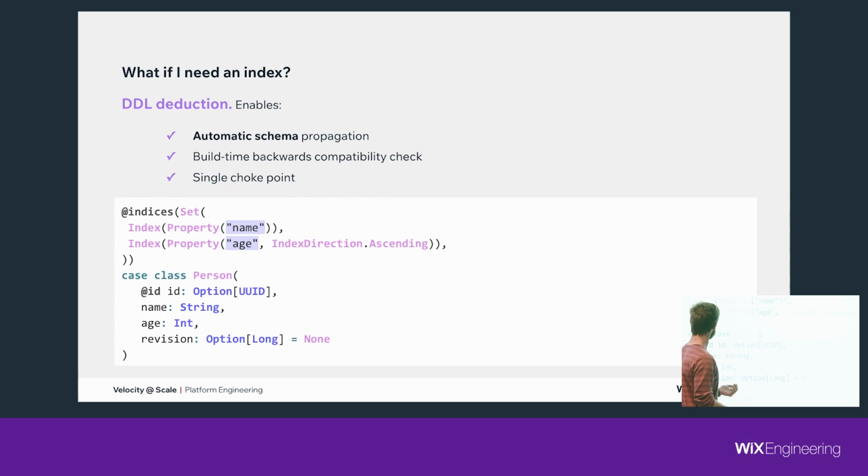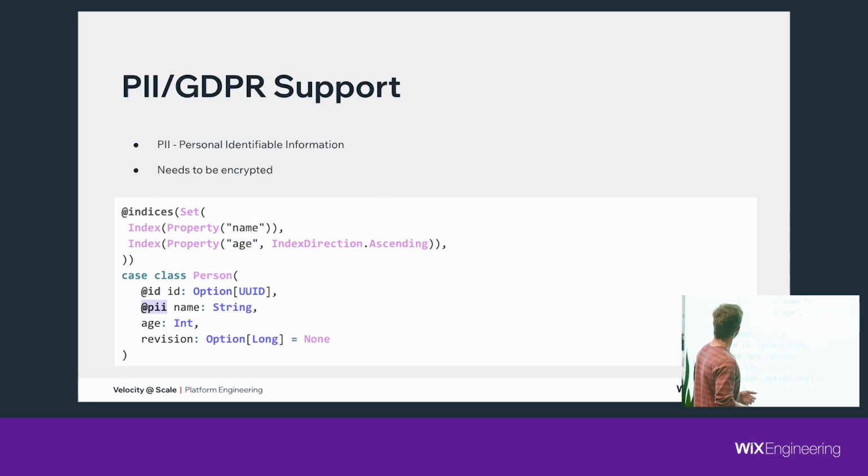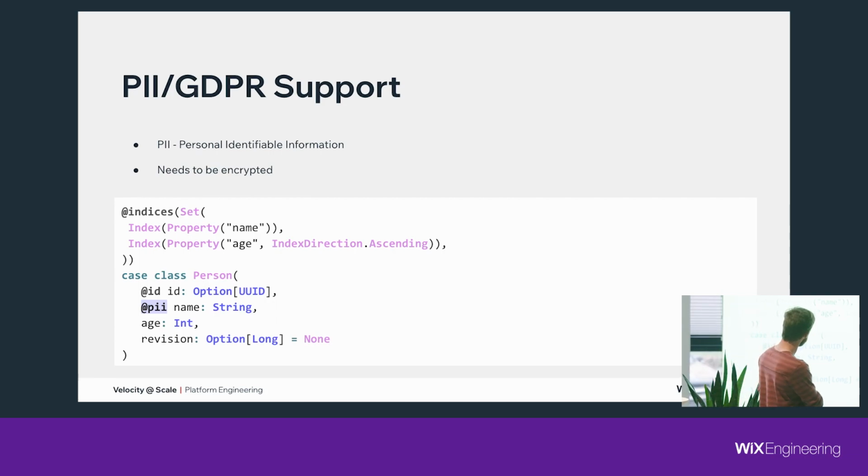And yeah, talking about PII and GDPR. Now, we are talking about a person class, right? And according to the legislation, the personal name of a person is PII information, right? So it should be encrypted. What should I do to encrypt this information? Just add a PII annotation. It will tell SDL that this data should be stored properly.